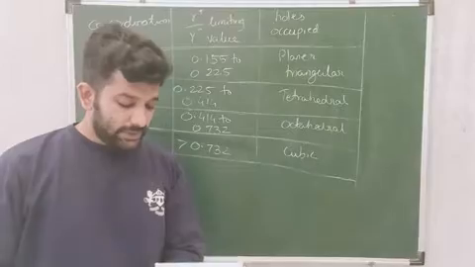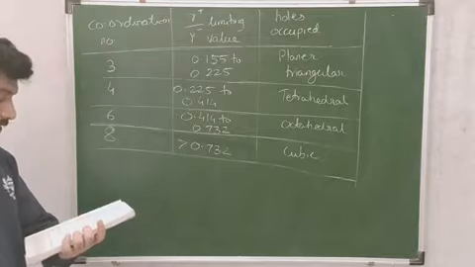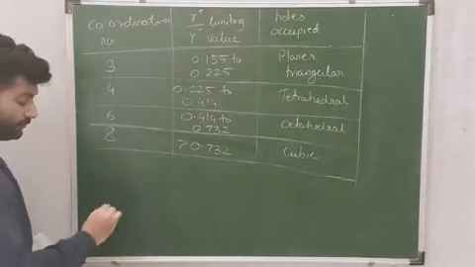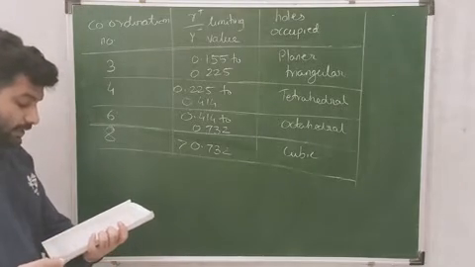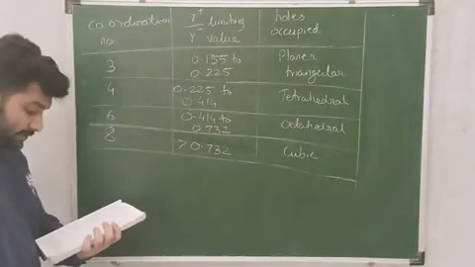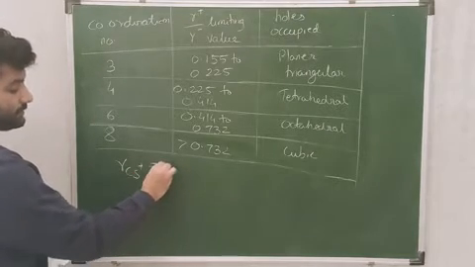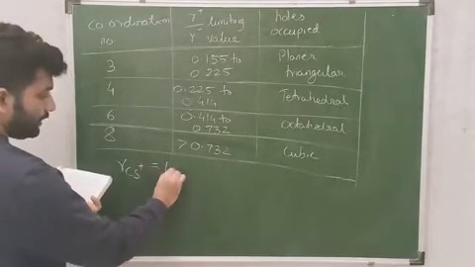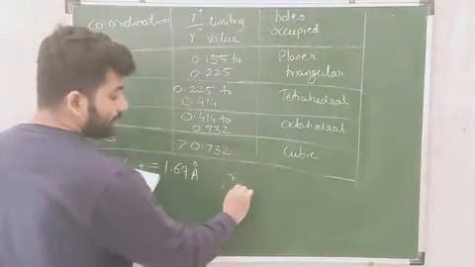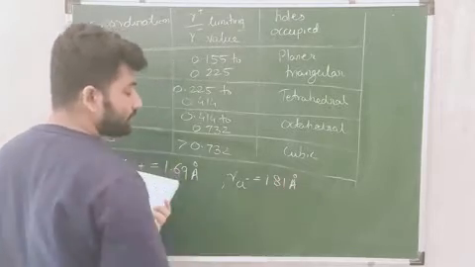First, predict the coordination number. We are asked the coordination number. Predict the coordination number of cesium ion in the structure of CsCl. Here we have the structure of CsCl. If R Cs plus is equal to 1.69 Angstrom, which is given to us, and R Cl minus is equal to 1.81 Angstrom, which is also provided to us.